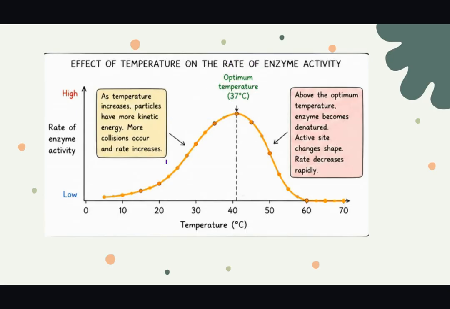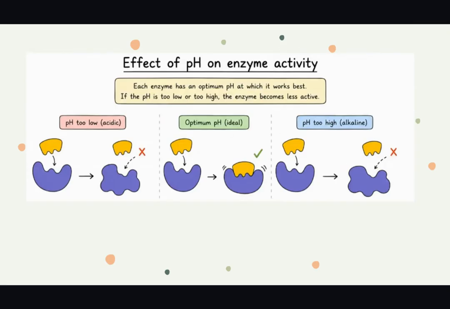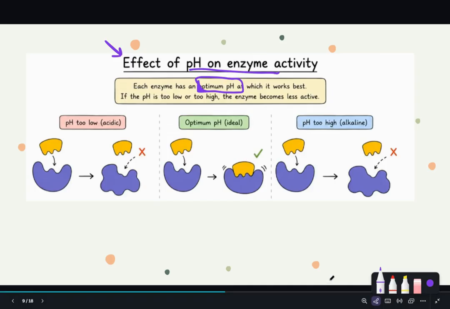Okay. Now, moving ahead towards the second part, which is the effect of pH on the enzyme activity. This effect of pH on the enzyme activity is exactly similar to how we did the effect of temperature. What you need to know is just like how every other enzyme has an optimum temperature, similarly, every enzyme works at an optimum pH as well. There's a certain pH at which it works.